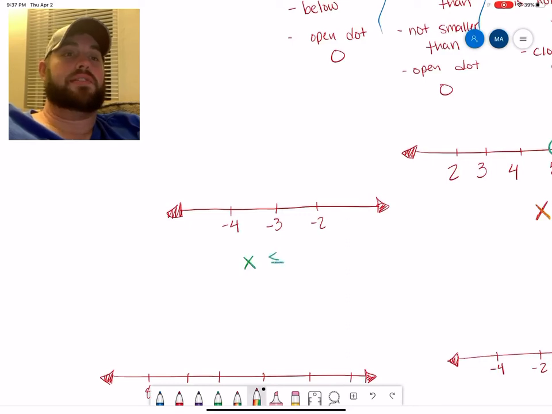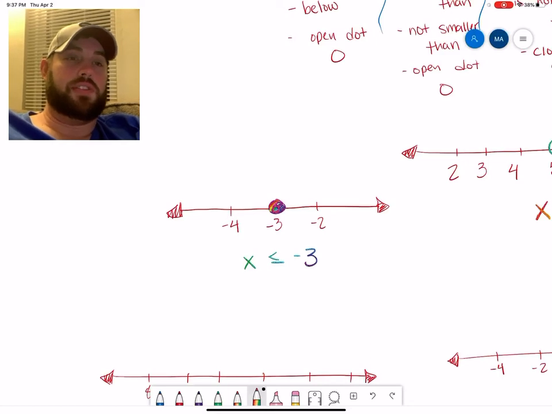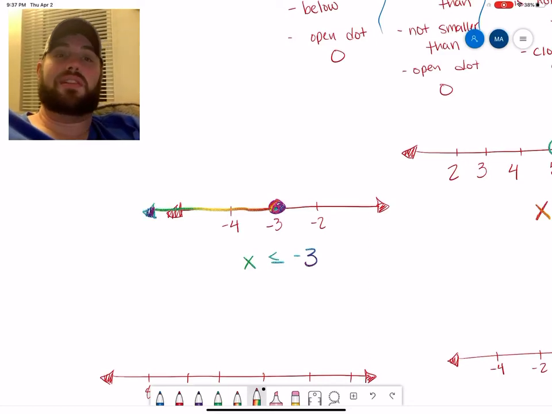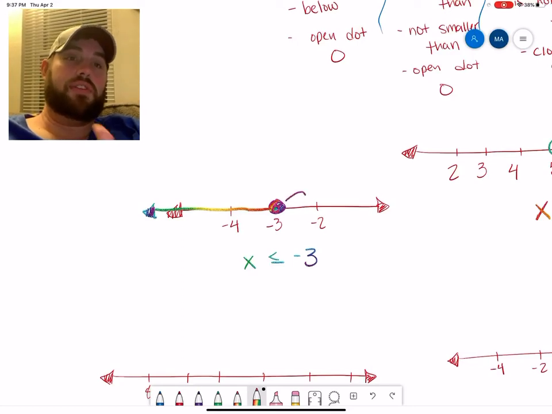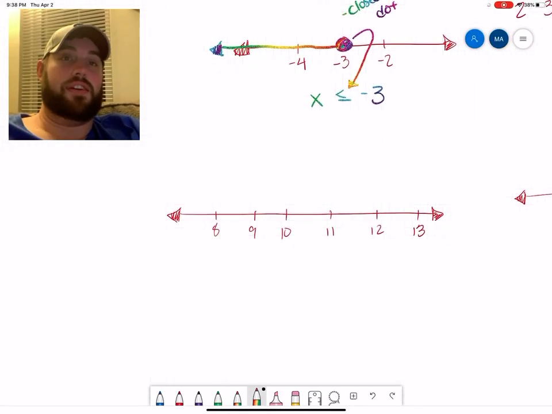X is less than or equal to -3. So think about it. Is it closed dot or open dot? It's a closed dot because it's or equal to, which means it's including -3. So then I'm going to the left this time because look, my arrow is pointing to the left, okay? And it is telling me it is a closed dot because it's or equal to. So it's all numbers going to the left and -3.